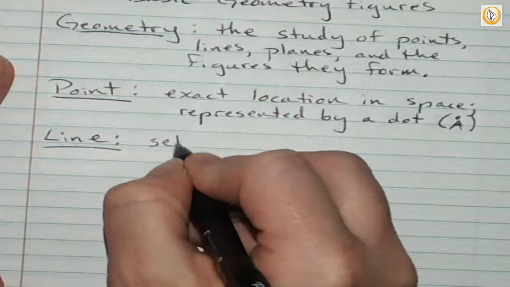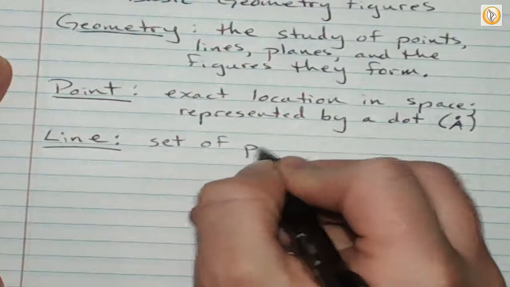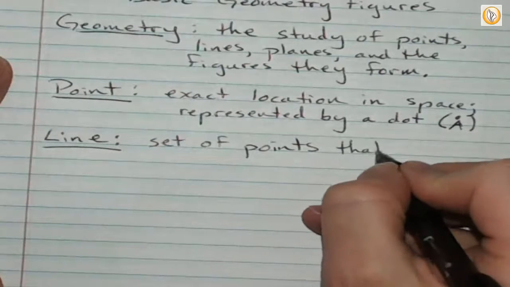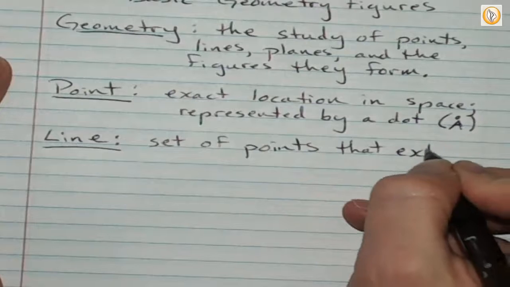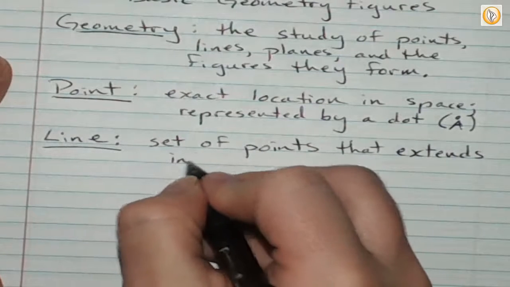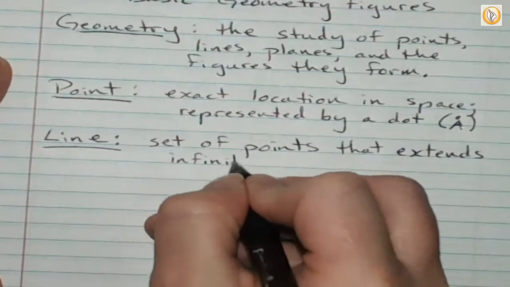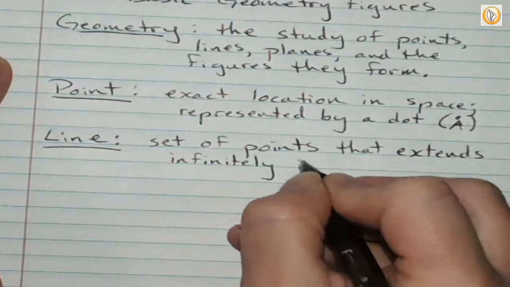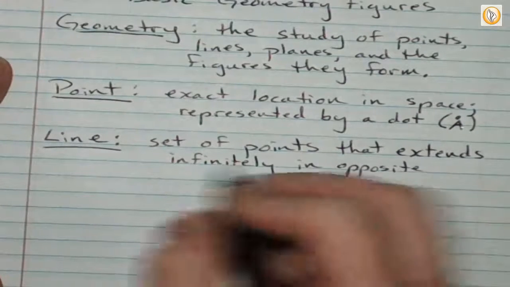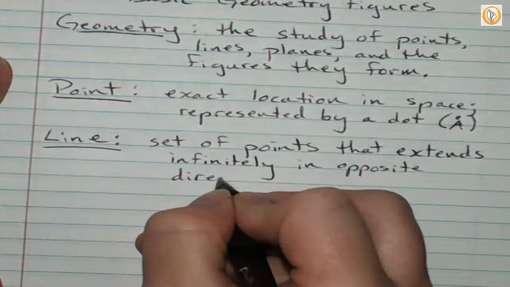A line is a set of points that extends infinitely in opposite directions.